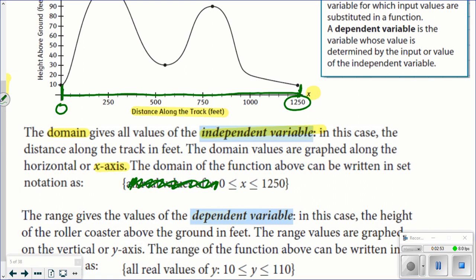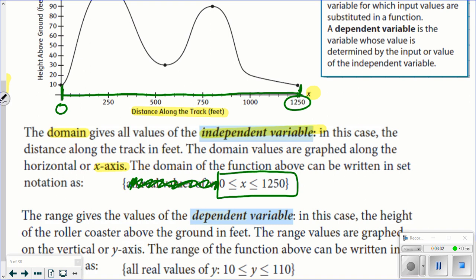And notice we have a conjunction right here in our fancy brackets. Remember that from before, a conjunction, it's a compound inequality. So this is telling me that all my x values are between 0 and 1250. So greater than 0 and less than 1250. And you can see that on your graph above. So for domain, it's your x, it's your input, it's your independent variable, and we look horizontally left to right on your x-axis.